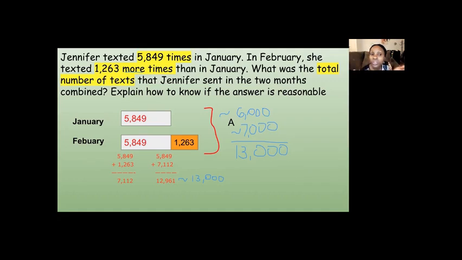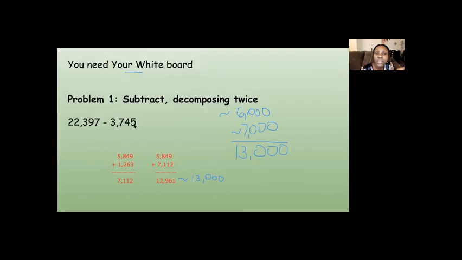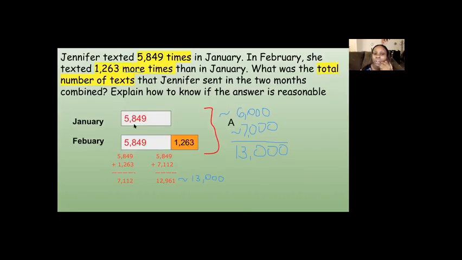Okay. And you saw how we explained how the answer is reasonable. If we were to round January, it'll be 6,000. We can round it to 6,000 because the 8 is bigger, right? So we can round up. 5 or more, we can round up, okay? And we rounded this to 7,000, right? Approximately. And we got 13,000 in total. So that's how we know, okay?